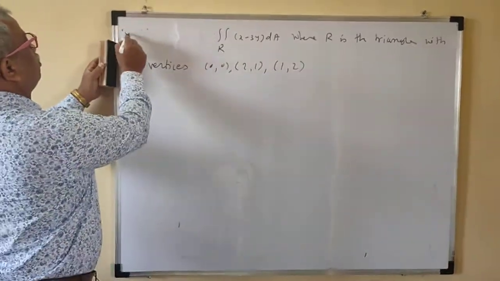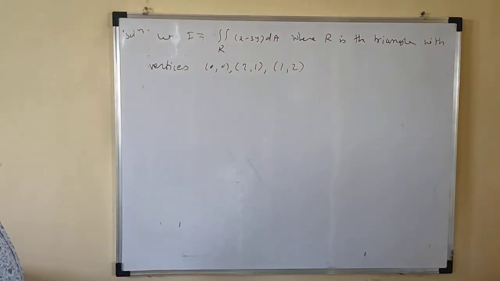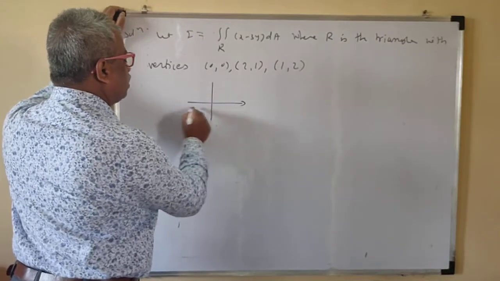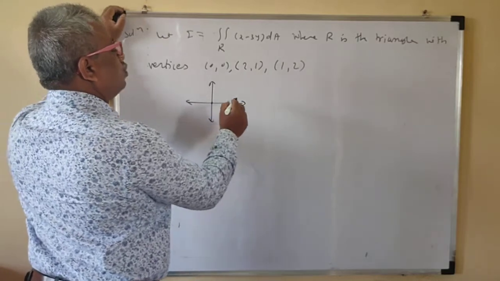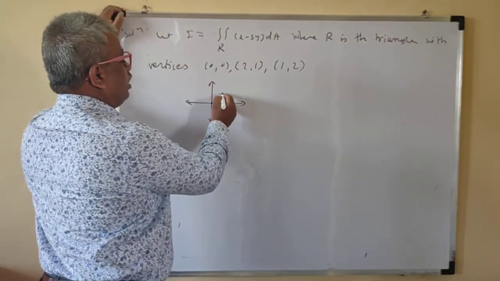Solution: let I is equal to this. Now, what is R in region? So we just draw the figure for our convenience. This is not a part of the solution. The (0, 0) is there. So this is (2, 1). That means x is 2, y is 1, then this is 2 now.